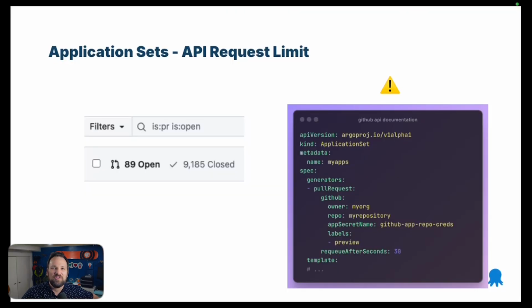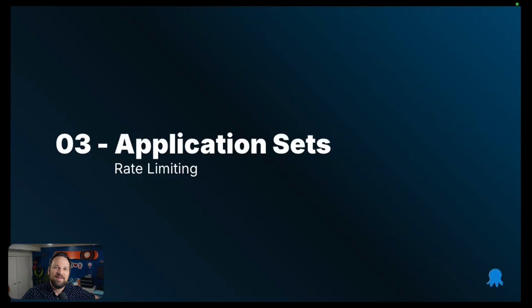For those of you that aren't familiar with application sets, application sets are a way of creating a configuration that will generate tons of applications. And you can use all kinds of things to generate applications. So you can use Git repositories. So for every Git repository, generate an application.